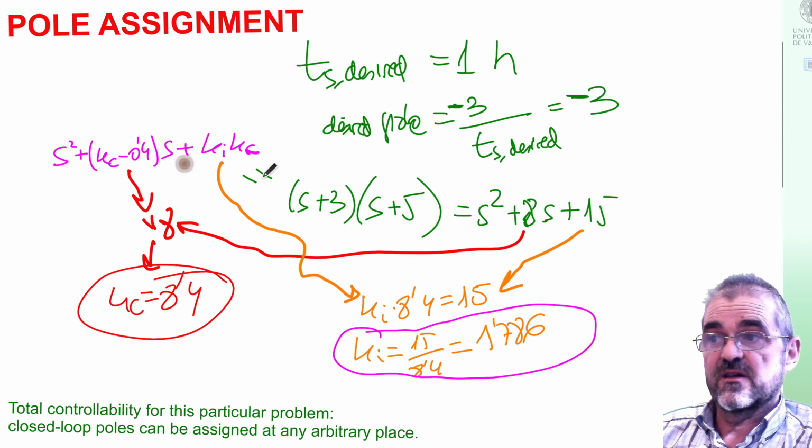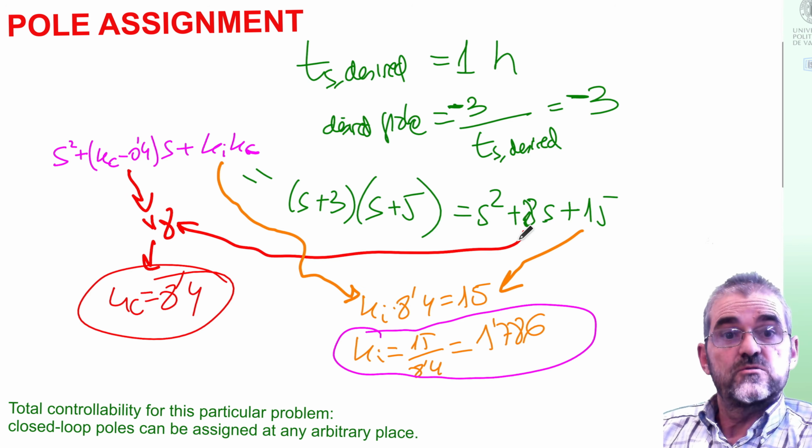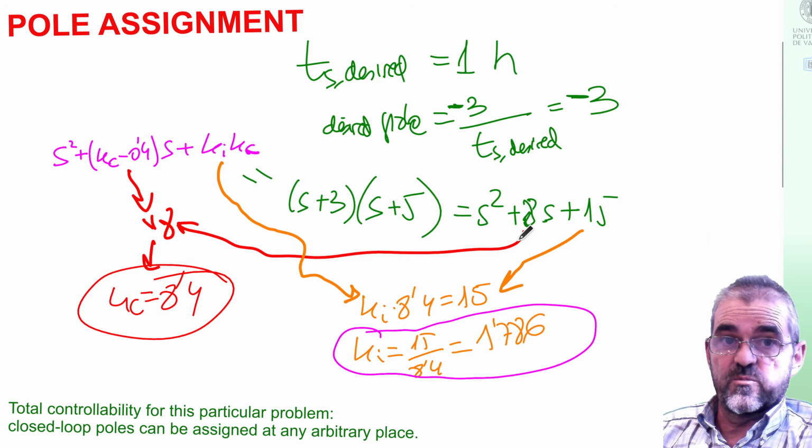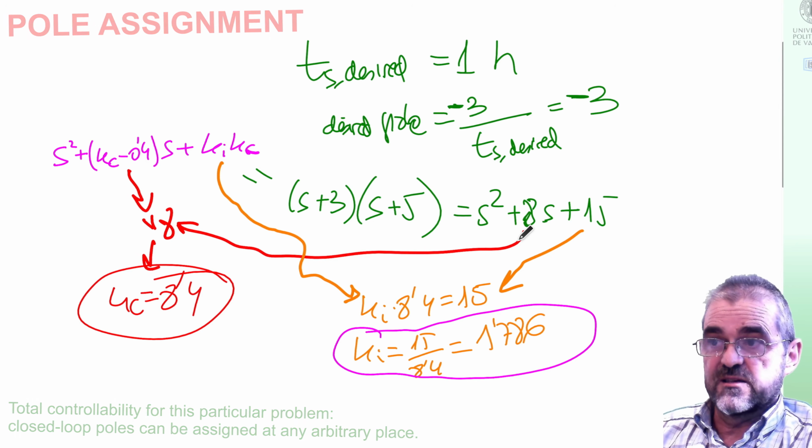because as I have two constants, I can equate this denominator to whatever desired polynomial I wish. So if I wish poles at -3 and -5, then with this coefficient 8, I solve for Kc, and once I solve for Kc, I solve for Ki to equate to the second coefficient. So we have, let's say, total controllability. We can assign the closed loop poles wherever we want, and that's what we did in our previous video. But the issue is that if we don't have total controllability, or we are discussing how to do things in a third or fourth order control loop, then root-locus might help us.